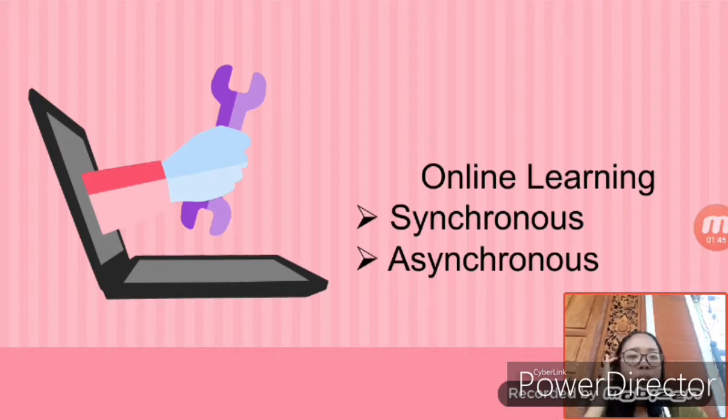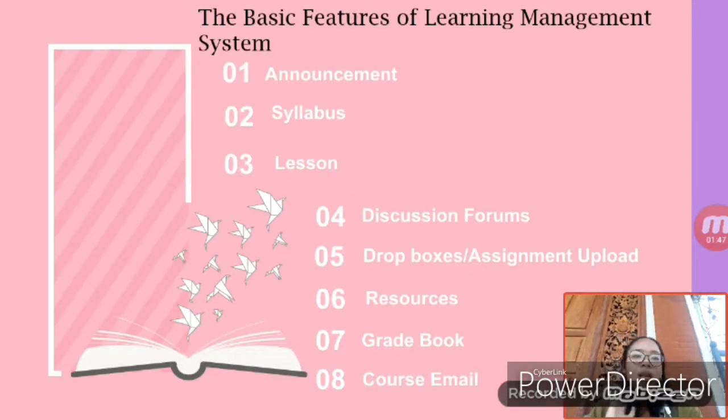Next to the topic, the basic features in an online learning management system. There are 8 basic features, which are the first, announcement. Announcement feature is the place in which teacher welcomes the students at the course, describes the course in brief, and then updates the important things about the lesson.